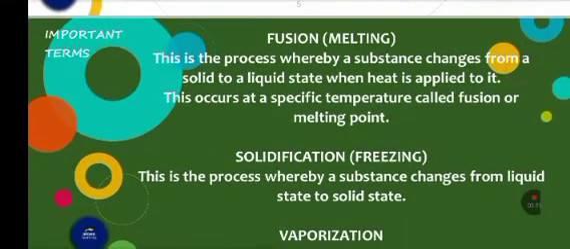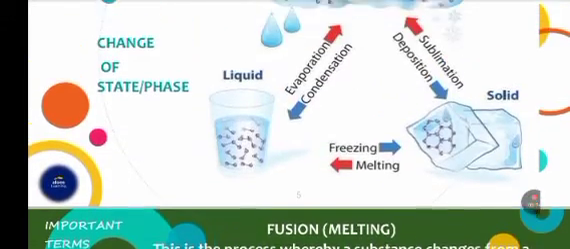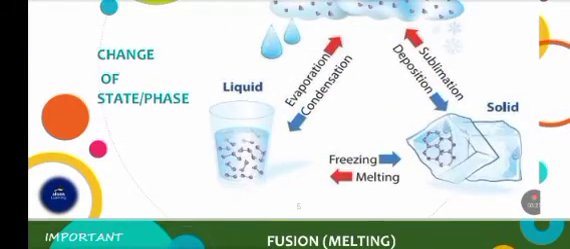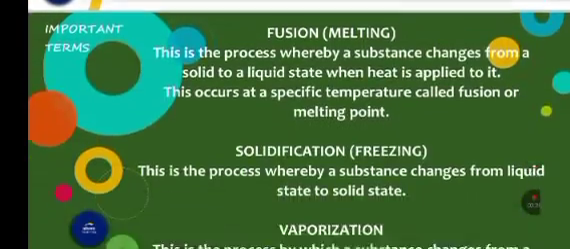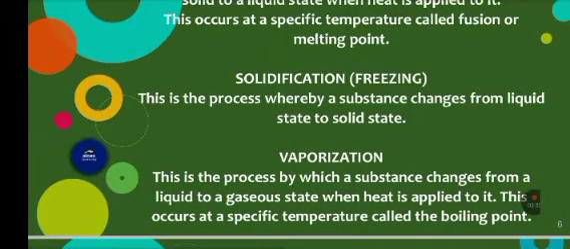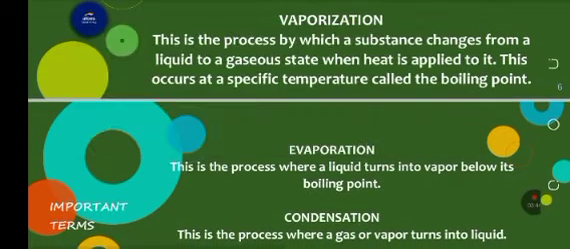Now, secondly, we have solidification or freezing. As we can see here, freezing occurs as liquid changes into solid. Also, vaporization. This is the process by which a substance changes from a liquid to a gaseous state when heat is applied to it, and that temperature is called the boiling point. Evaporation. This is the process where a liquid turns into vapor below its boiling point.